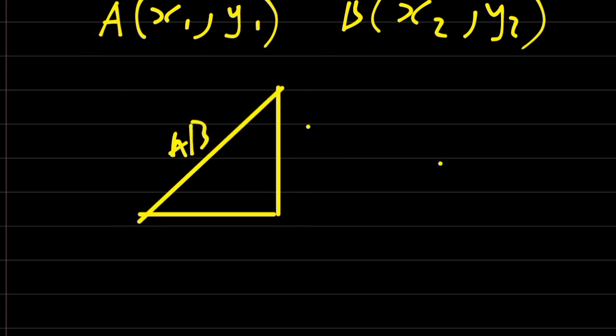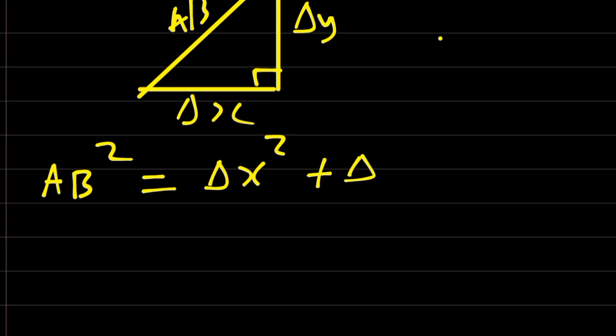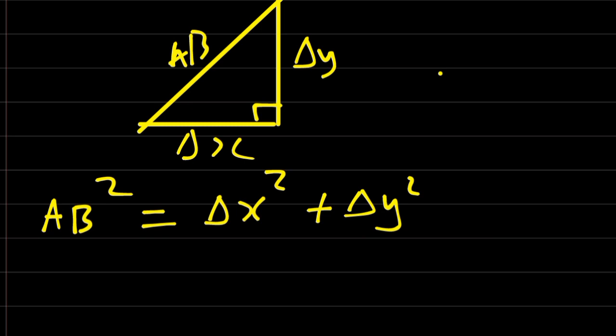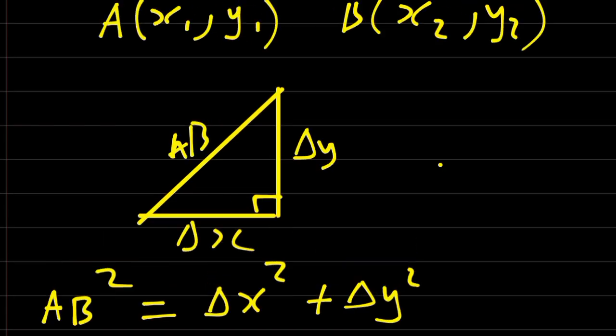This is my AB, this is my change in y, and this is my change in x. According to Pythagoras theorem, since this is a right angle triangle, we are going to have AB squared is equal to change in x squared, then plus change in y squared. So the square of the hypotenuse is equal to the sum of the squares of the other two sides. Okay, we have to substitute those values we have here.